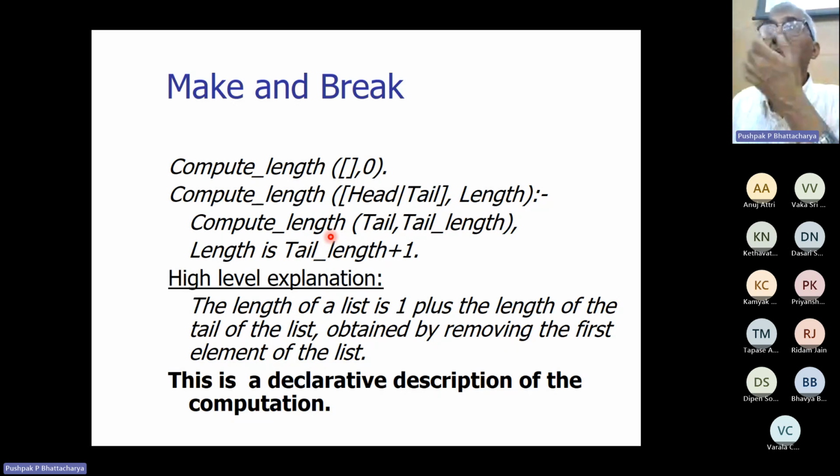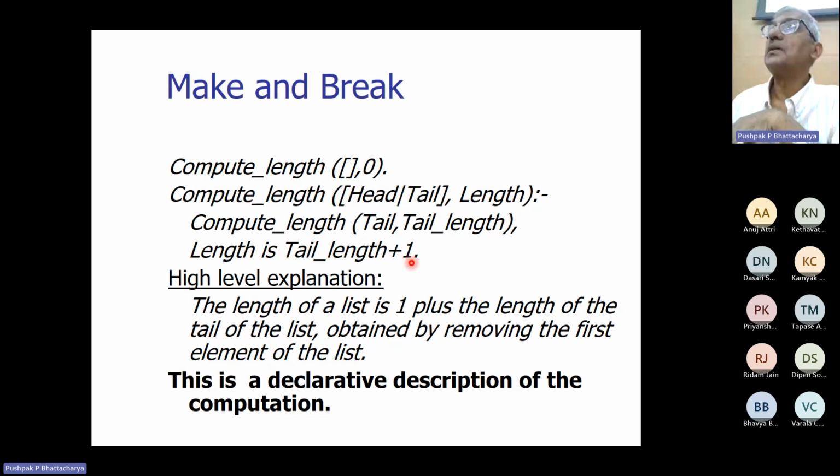For example, to compute the length of a list, we just add 1 to the length of the tail of the list. So you can see compute length is calling itself with the tail. And the termination condition is that for an empty list, compute length returns 0. So the two things to note here are recursion and breaking the list into two parts, head and tail.